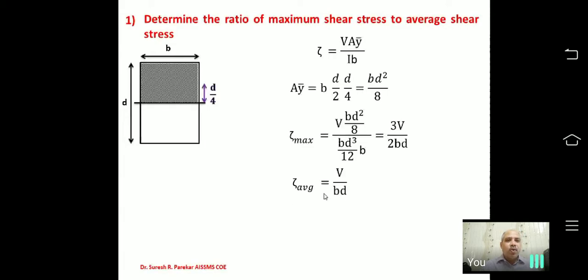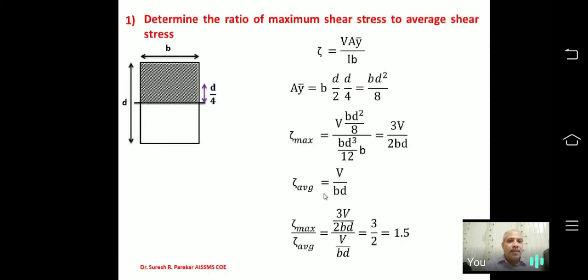And now if we go to tau average, I already mentioned that tau average is shear force upon area, that is B into D. And if we take the ratio, tau max by tau average, tau max we have 3V upon 2BD, and tau average is V by BD, which gives me 1.5. So for a rectangular section, tau max by tau average is 1.5.